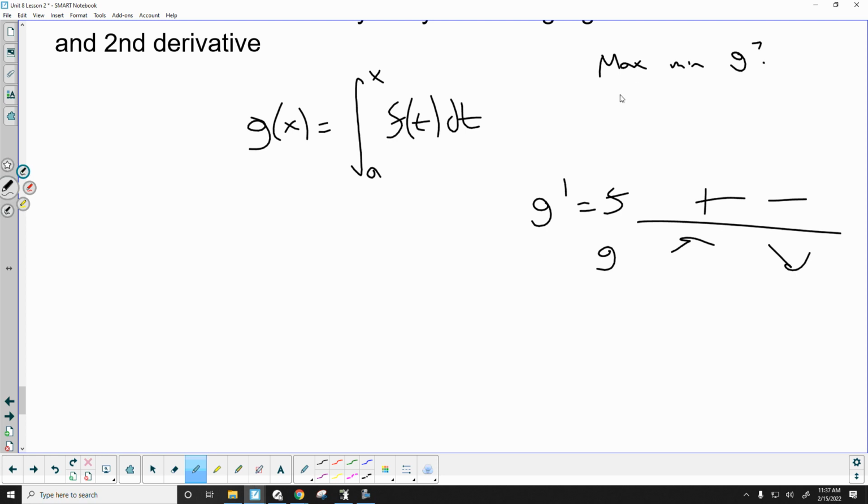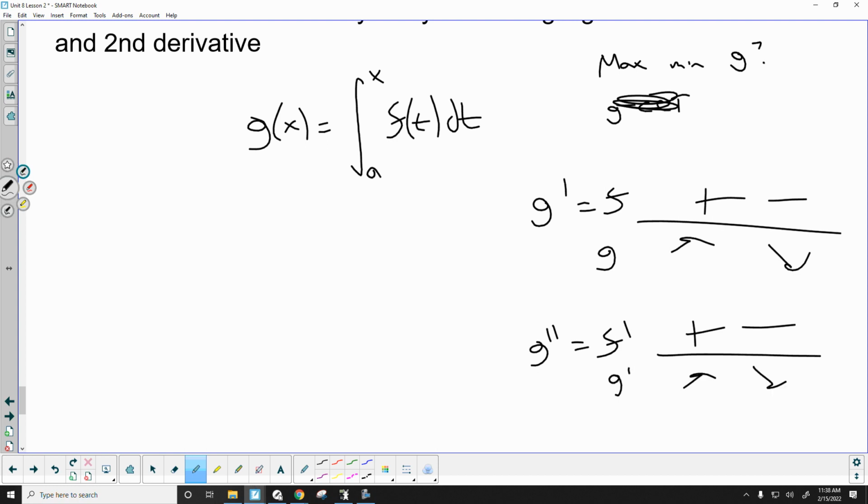Maybe you're asked when g is concave up or concave down. Well, we're going to have to look at g double prime. That happens to equal f prime. See when that's positive or negative. That'll tell me when g prime is going up or going down. That's telling me when g is concave up or concave down.